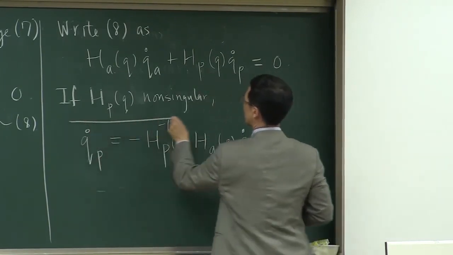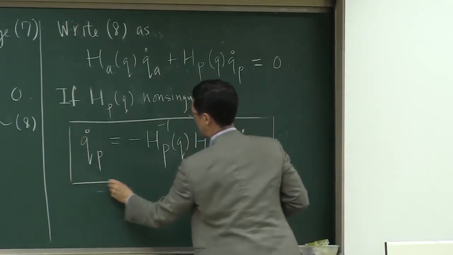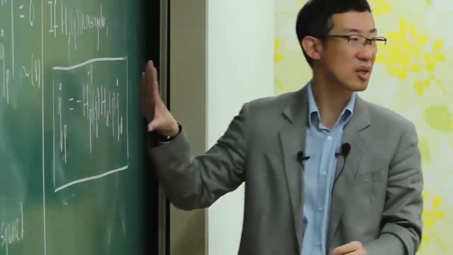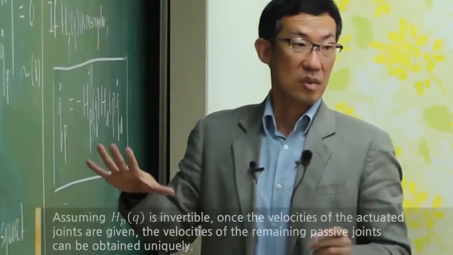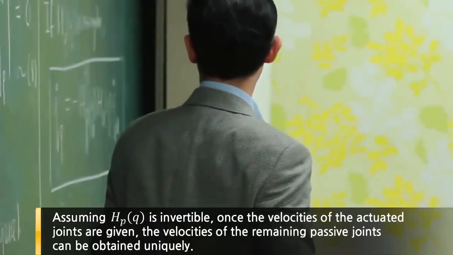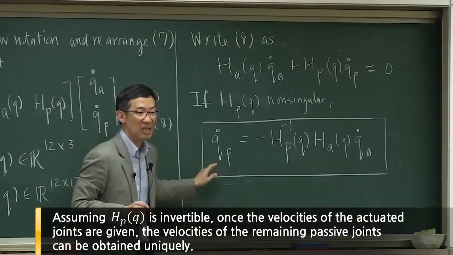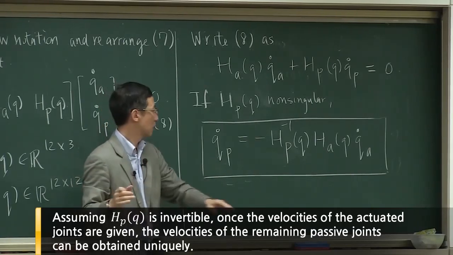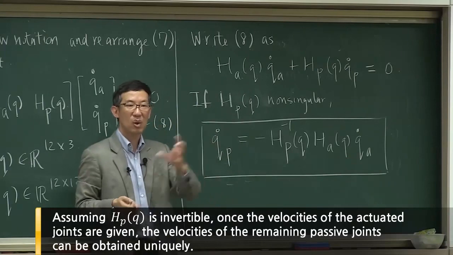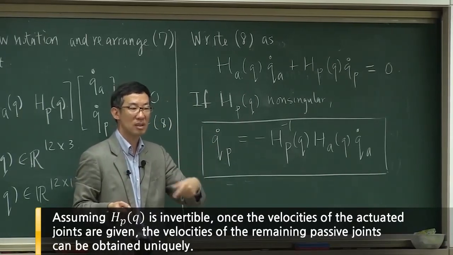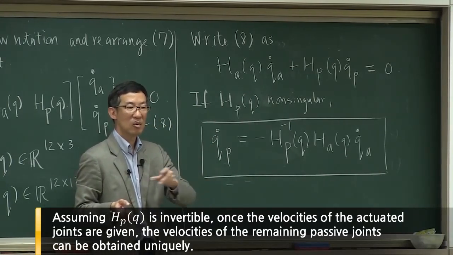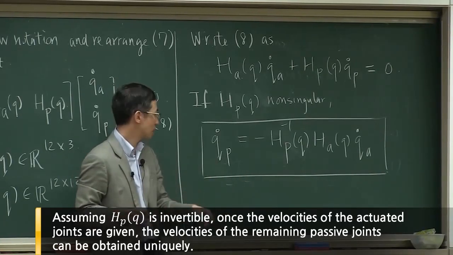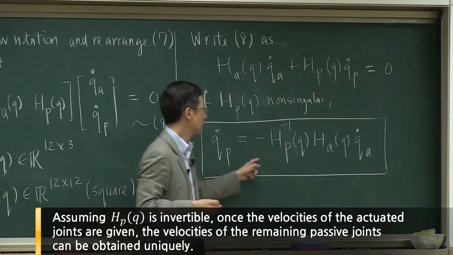So we have this equation here. What does this say? This says that the velocities at the passive joints can be determined from it. Remember, the actuated joints, Q sub A, have motors attached to them. Those are our inputs, so those velocities we control, we provide as inputs. The remaining joints, the passive joints, the velocities can be determined from this equation.